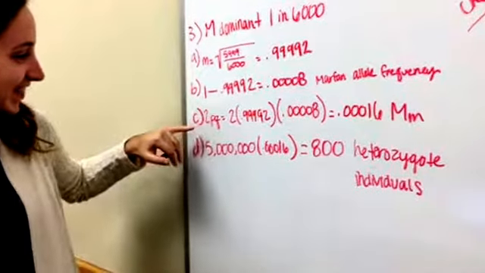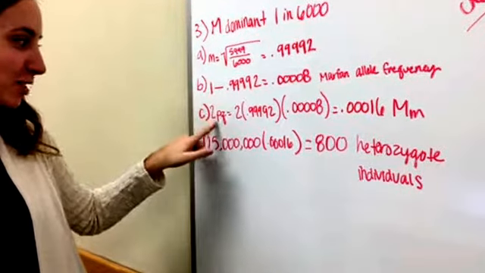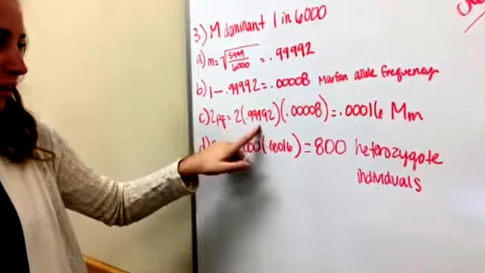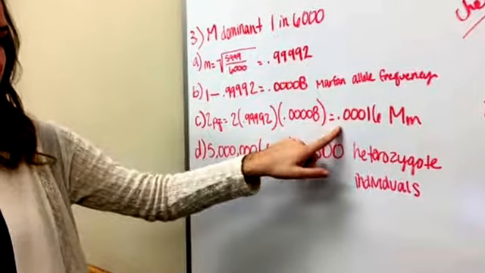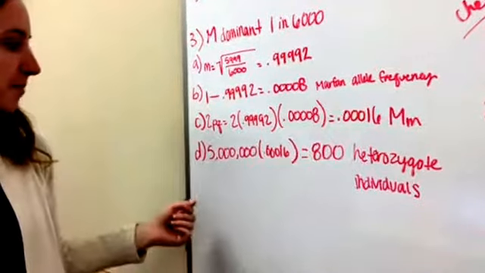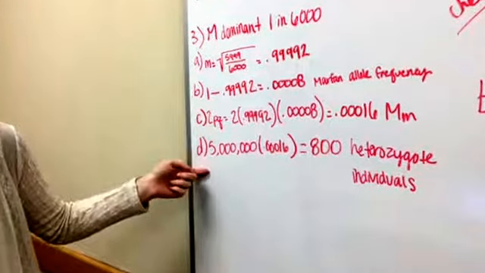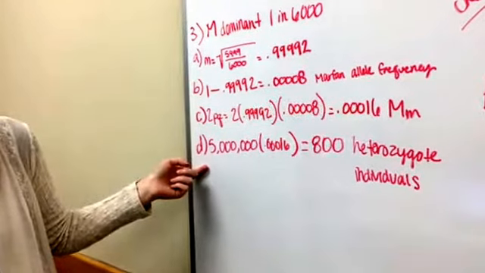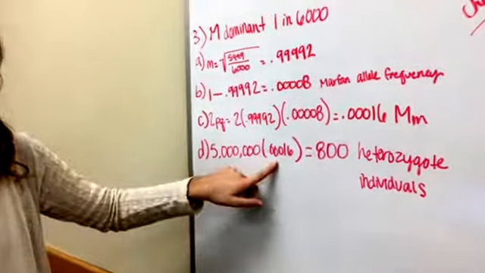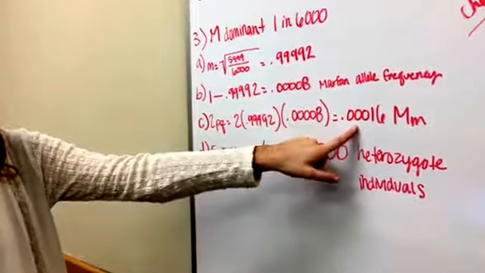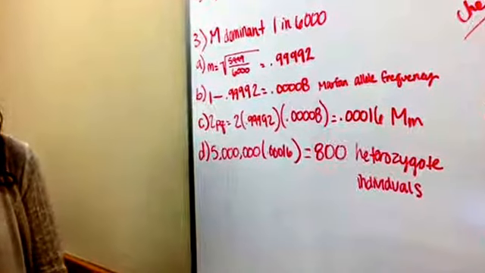And then for C, it wants to know for the heterozygous, so you do the 2pq, so 2 times the dominant and times the recessive allele that we found, and you get 0.00016. And then for D, it wants to know out of a population of 5 million people how many heterozygotes are expected. So you take that number and multiply it by the heterozygote frequency that we found here, and you'll end up getting 800 heterozygote individuals.